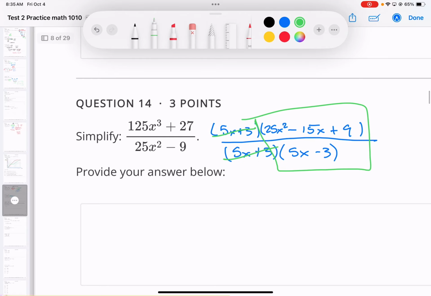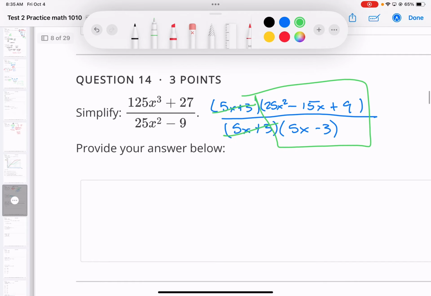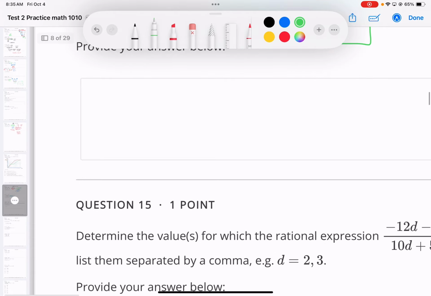Okay, that's not too bad. We've done a lot of those. We can do that.